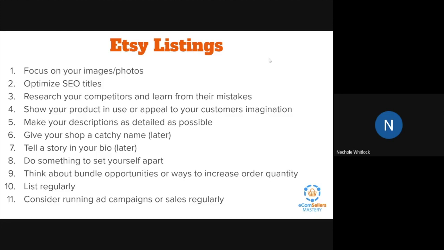The next one, number 2, is optimize your SEO titles. SEO is a word that for some people is just, what in the world is that? So I'm just going to tell you, it's called search engine optimization. That's what it means. But I'm going to give you something different to think about. Your title should indicate what it is and what it's used for, or what it is and what it will do for the person, or how they will use it.